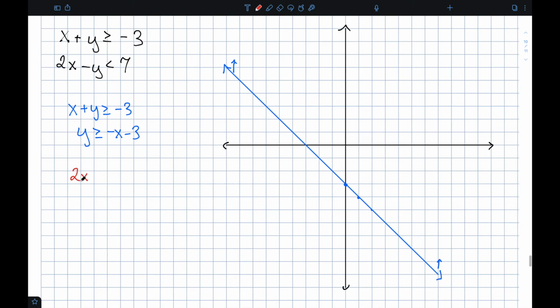For my second inequality, I'm going to subtract 2x from both sides to get negative y is less than negative 2x plus 7. And then multiply through by negative 1 to get y is greater than 2x minus 7. This tells me my y-intercept is negative 7, and I have a slope of 2, so I should be moving up 2 and over 1. And since this is just greater than, I need to use this dotted line to indicate that this line actually is not part of the solution. It's just there to show us the boundary.